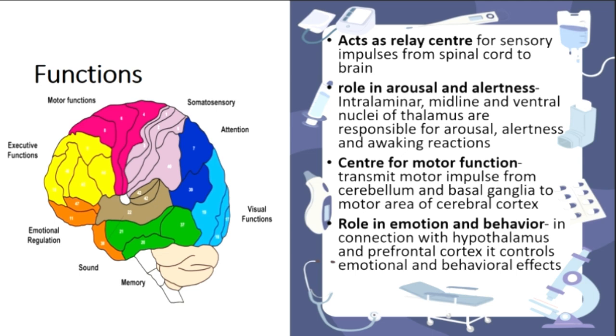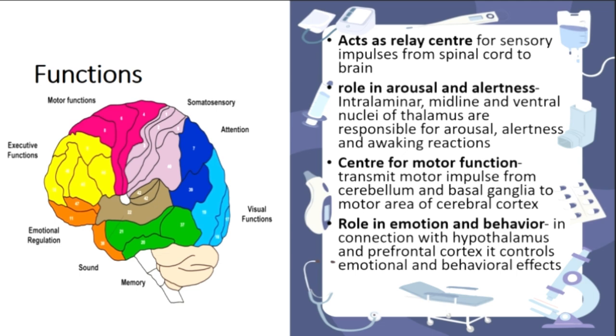So according to their position, their functions also vary. Anterior, medullary, lateral, ventral, intralaminar, midline, and lenticular nuclei are present, and the thalamus also acts as a relay station. It receives signals from the spinal cord and sends them to the brain. This is the main function of the thalamus. We have already learned about the thalamus while learning its general features, right?